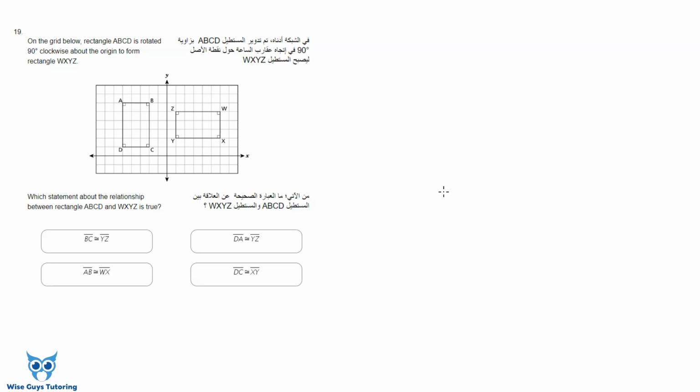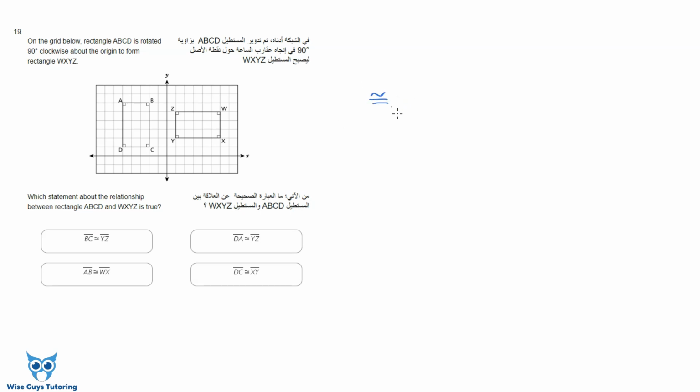Which statement about the relationship between rectangle ABCD and WXYZ is true? So first of all, let me do it the obvious way. Let's say BC and YZ. This symbol here, by the way, means congruent, right?